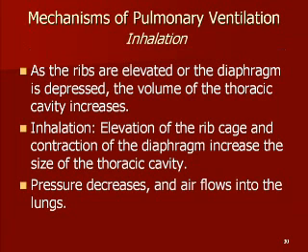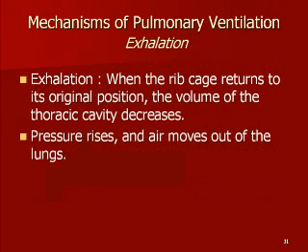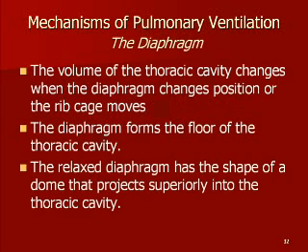Now, mechanisms of ventilation refer specifically to inhalation. As the ribs are elevated or the diaphragm is depressed, the volume of the thoracic cavity increases. Inhalation, elevation of the rib cage, and contraction of the diaphragm increase the size of the thoracic cavity. Pressure decreases and air flows into the lungs. Exhalation: when the rib cage returns to its original position, the volume of the thoracic cavity decreases. Pressure rises and air moves out of the lungs.